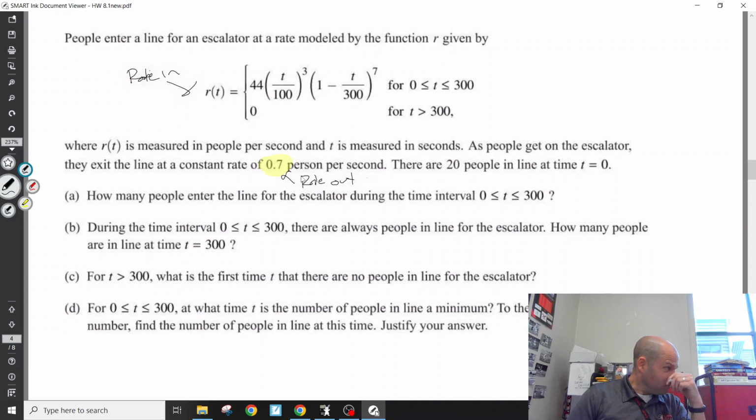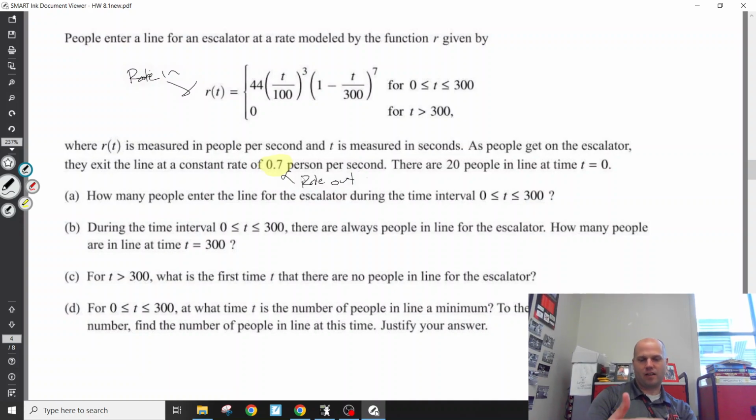Now, you could use an integral to help you, but you also don't have to. You could just figure out 0.7 people per second over how many seconds. But don't worry about it. What you guys have to do with these problems is do them. If you're just copying this down right now, not smart.